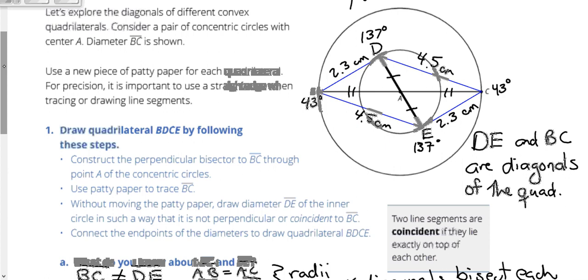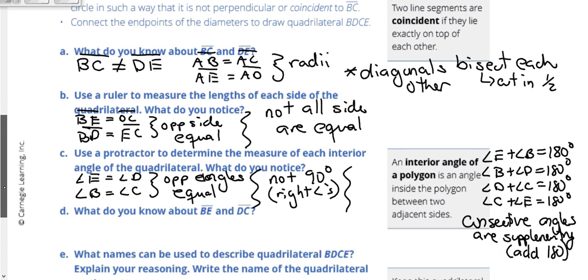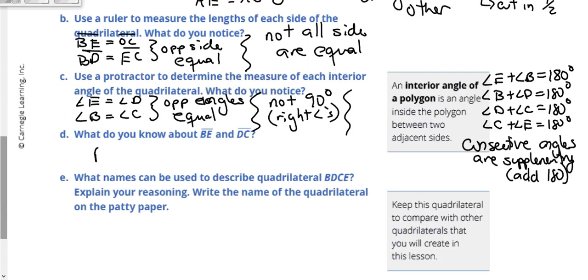Okay, all right, so if we have opposite angles that are equal, what do we know about BE and DC? Well, we know that BE is parallel to DC. And we know that BD is parallel to EC. So we have not 90 degrees, not 4 equal sides, so that basically leaves us with a parallelogram.